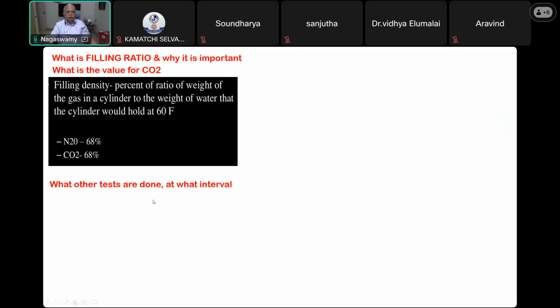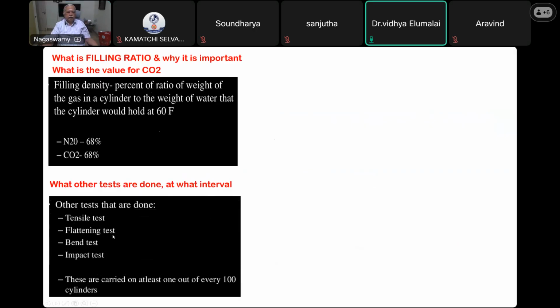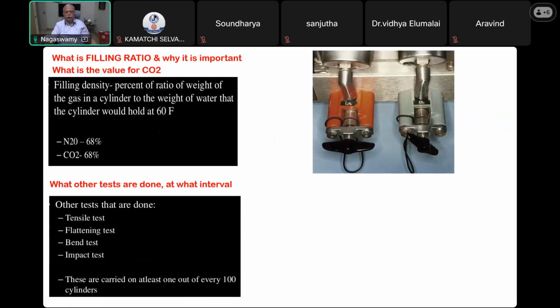And the common tests that are done to see whether the cylinder is still usable or not, because they are filled with high pressures. So what are the common tests done on the cylinders? Hydraulic test, tensile stress test, flattening test, bend test, impact test. These are some of the names you should know. They are carried out on 1 out of every 100 cylinders, and every quarter 1 cylinder will be tested. These details are printed on the cylinder neck, or the junction between the neck and the body. So you can sometimes see that.